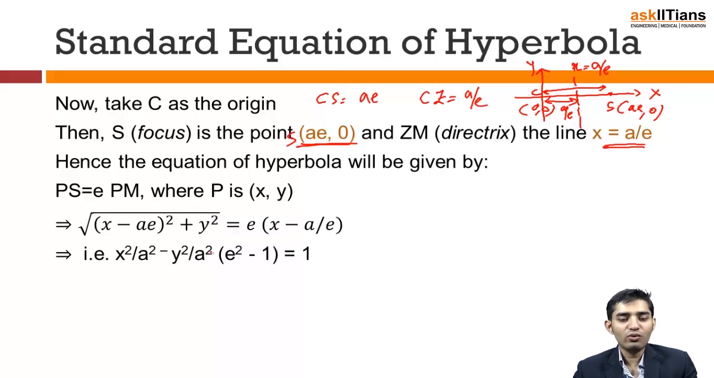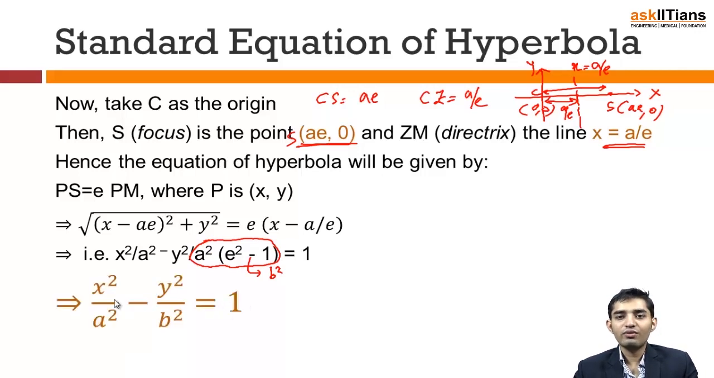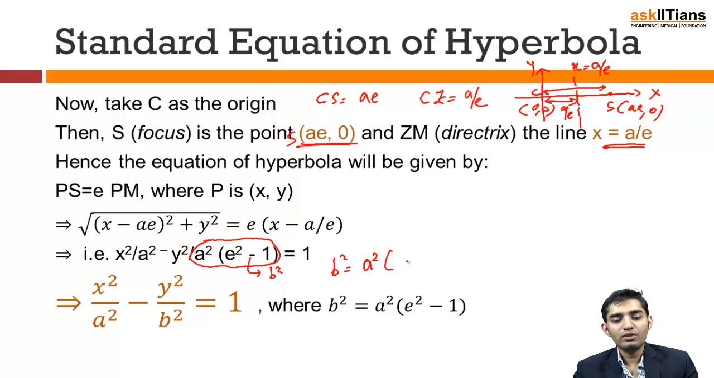In this case, this A square into E square minus 1 term, I will take as B square, some other variable. So I will get the standard equation of hyperbola, that is x square by A square minus y square by B square equal to 1, where B square is A square into (E square minus 1). Remember, in case of ellipse it was 1 minus E square. Here it is E square minus 1, because E is greater than 1, so this is in case of hyperbola.